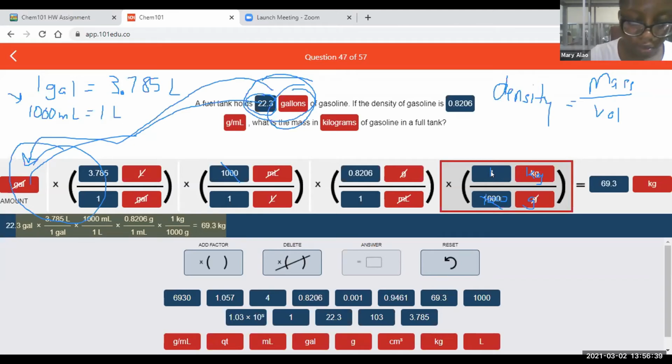Okay, so do you all see that? Do you see how you break it down into little segments? You have to remember those equivalencies, right? Yes. So Andrea asked, where did she get the 0.8206 from? Well, it comes from the problem. They gave us the density, and that's a nice little equivalency. Density always allows us to convert grams into milliliters.